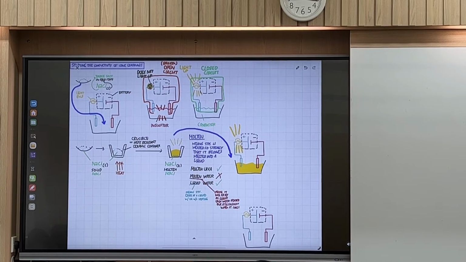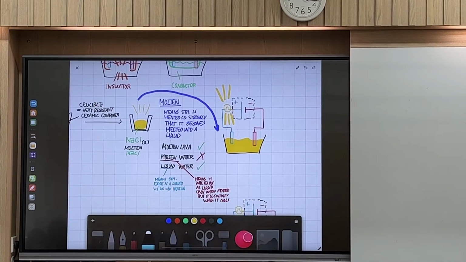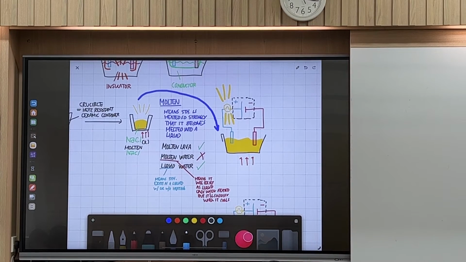Will the molten turn back into solid? Yes, as soon as you remove the heat. So therefore you need to keep heating it to keep it in the molten state. Yes, we need to keep heating it, which is why this container has to be a ceramic container. If it is a beaker, it will melt.